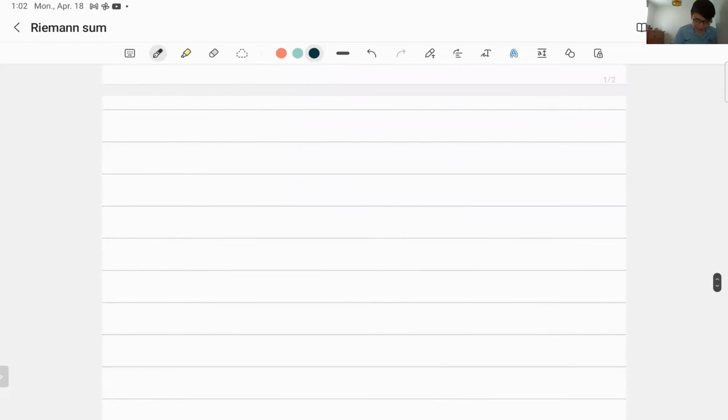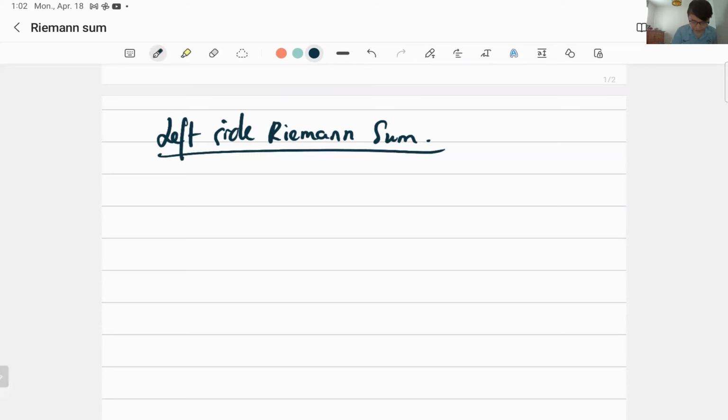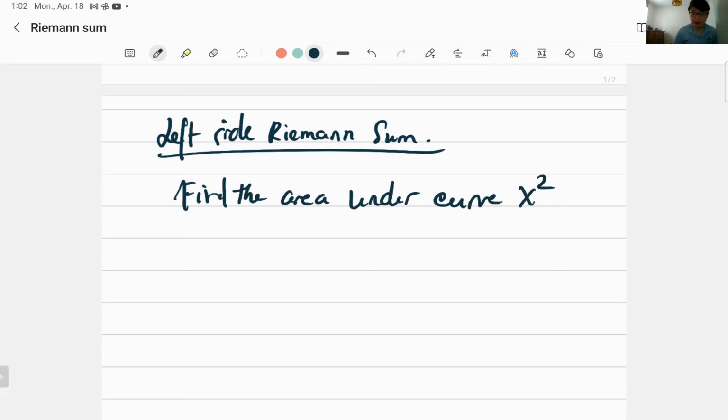Okay, so let's say we have one. We want to do the left side Riemann sum, and we want to estimate the function. So we're going to find the area under the curve of x squared, from the interval 0 to 1.